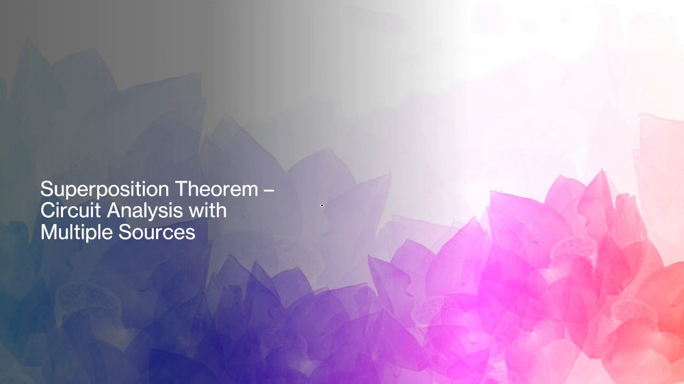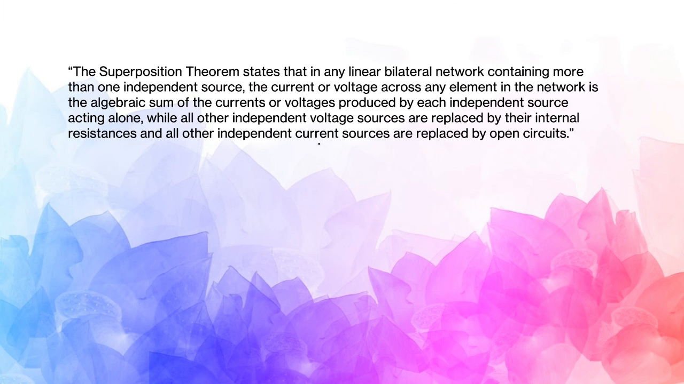As per the definition, the superposition theorem states that in any linear bilateral network containing more than one independent source, the current or voltage across any element in the network is the algebraic sum of the currents or voltages produced by each independent source acting alone, while all other independent voltage sources are replaced by their internal resistances and all other independent current sources are replaced by open circuit.